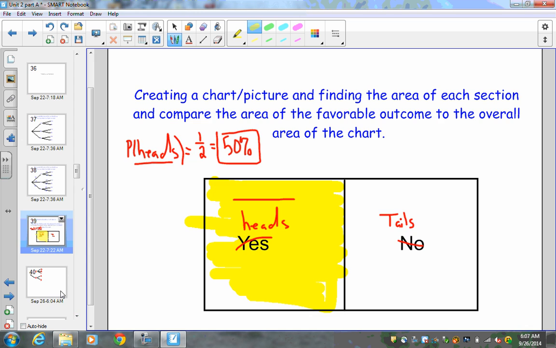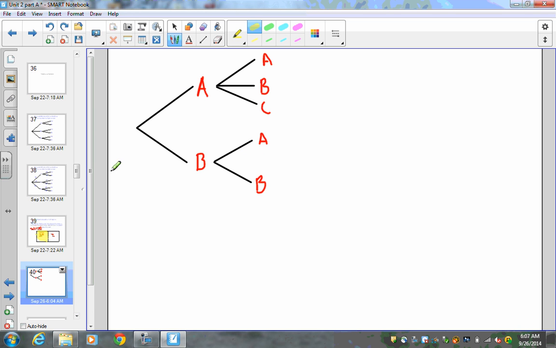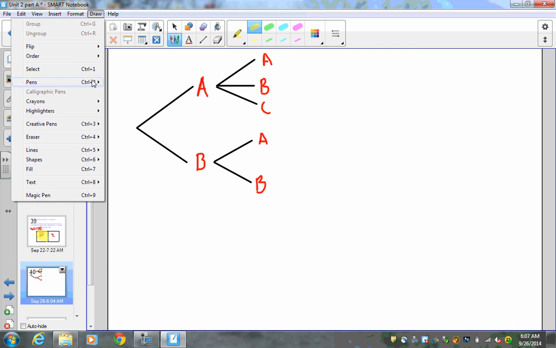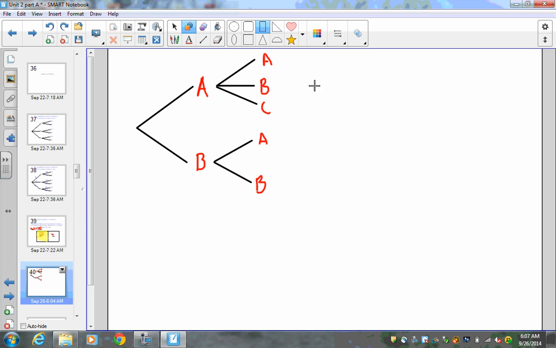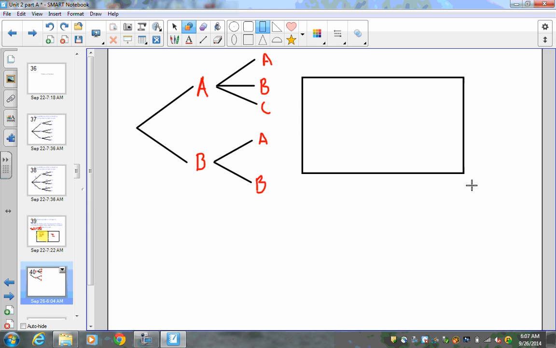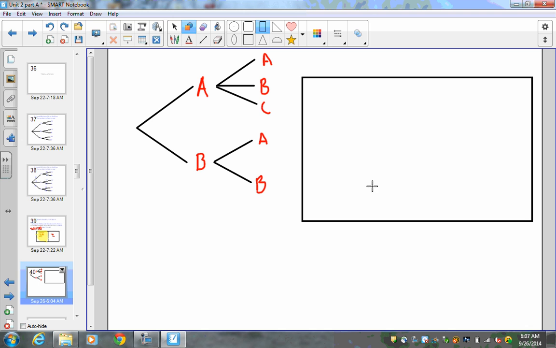So moving on. Here I have a basic probability tree. Nothing too fancy about it. You just have A, B, A, B, C, A, B. Now I'm going to create an area model, and I like working with rectangles and squares. It just makes life a lot easier.